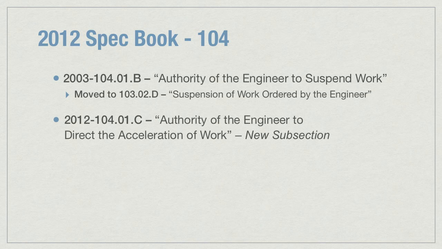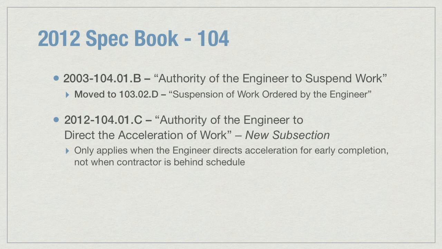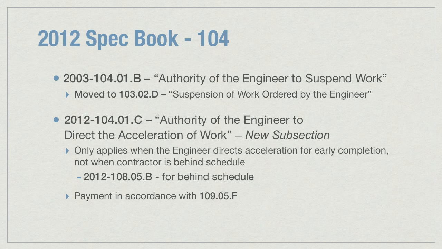Subsection 104.01C, Authority of the Engineer to Direct the Acceleration of Work, is a new provision in the 2012 book. This provision only applies when the engineer directs the contractor to accelerate work for avoiding user delay costs or to complete the project early. This provision does not apply when the contractor is behind schedule. When the contractor is directed to accelerate work, payment is made in accordance with subsection 109.05F. The 2003 book did not have provisions for directed acceleration.